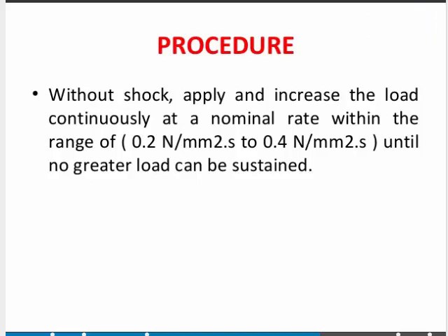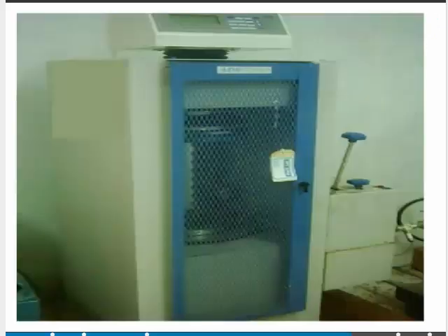So the load should be applied gradually, at the rate of around 150 kg per centimeter square per minute till the specimen fails. So this is the gradual application of the load over the specimen when the specimen is fitted in the compression testing machine. So this is the compression testing machine. It is covered from the front because when the cube is about to crush, we are not able to face the crushed material, so it is covered with the shield.